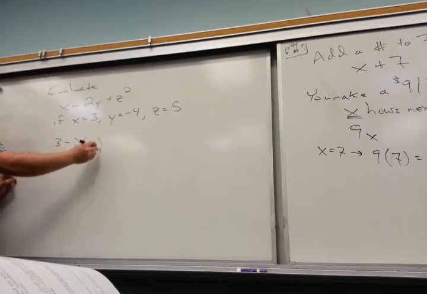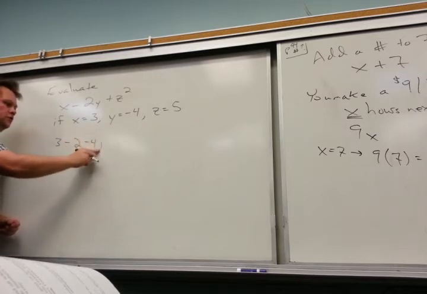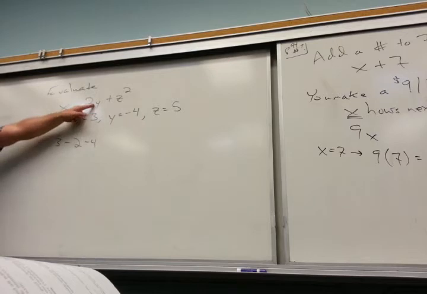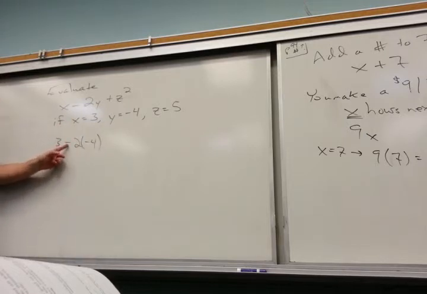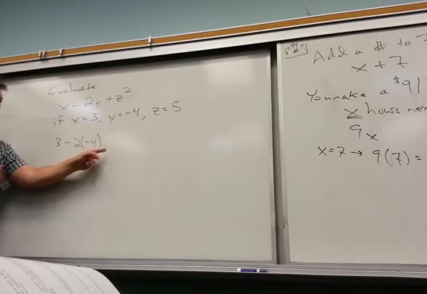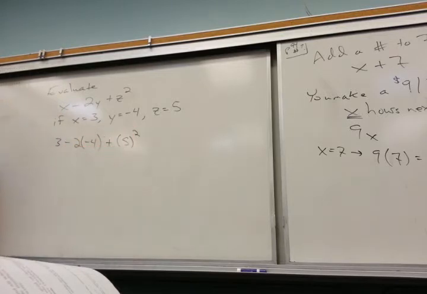Minus twice negative 4. So see how I put it in parentheses? If you just put it in like this, what does it look like I'm doing? But what's the rule say I should do there? So I better put it in parentheses so I still know I have to multiply. All right, so it's still 3 minus twice something plus 5 squared, 11. And now it's just like a problem from the last section.